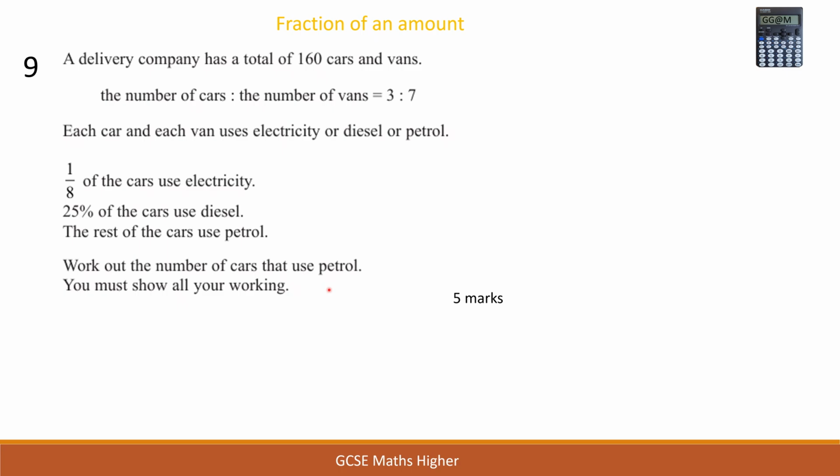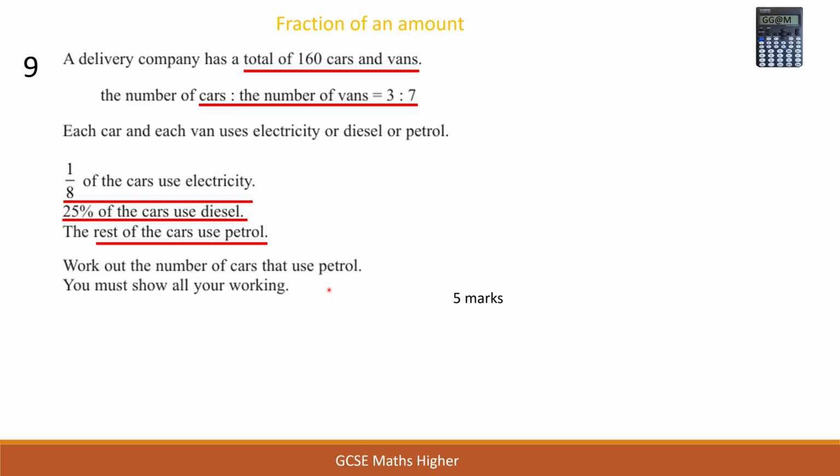Fantastic work. So keywords in the question, well, you're told you've got a total of 160 cars and vans. You're told the ratio of cars to vans is 3 to 7. You've got 1/8 of the cars use electricity, 25% use diesel, and the rest use petrol. You've got to work out the number of cars using petrol. You must show your working out, otherwise you will not get the full 5 marks. So as soon as it says show your working out, you must show your working, otherwise you can't get the method marks.